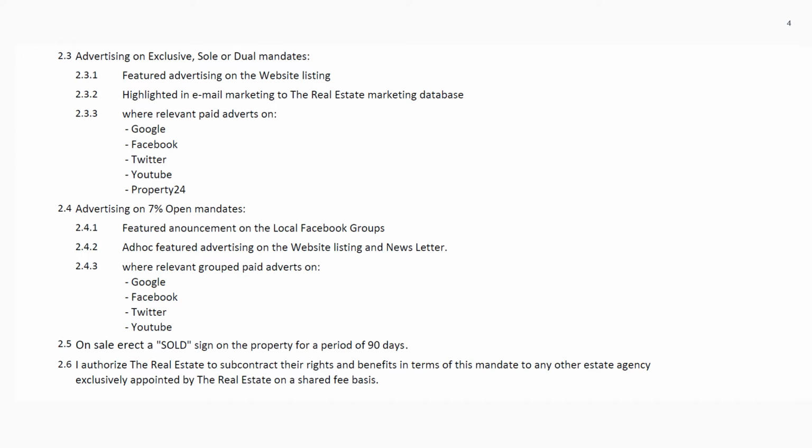2.6, in some cases, there are times where two estate agencies need to work together in the conclusion of a transaction. In this case, we specify that should we need to work with another agency, you give us the rights to appoint another real estate agency on a shared fee basis to conclude this transaction.